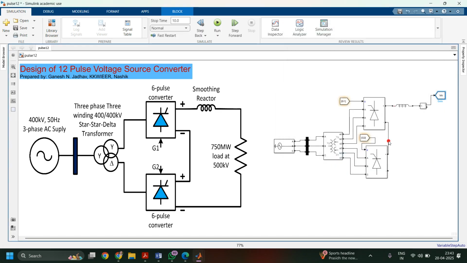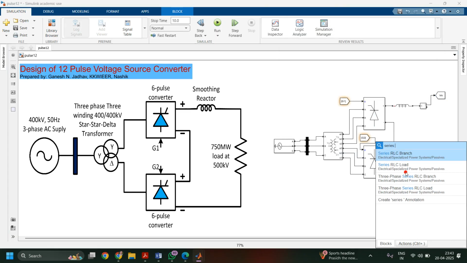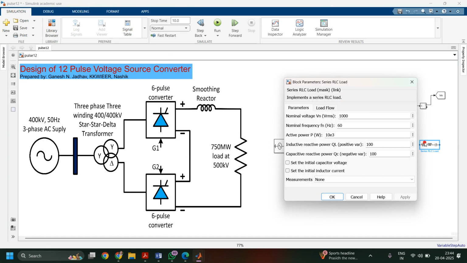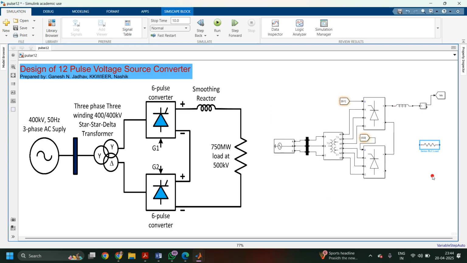Now we want to connect the load. So take the series RLC load. In this series RLC load, keep this voltage to 500 e raised to 3, frequency 50 hertz. Active power we will keep to 750 megawatt. So 750 e raised to 6, 750 megawatt. Reactive power will make 0. So only we are keeping the active load here, that is the resistive load.